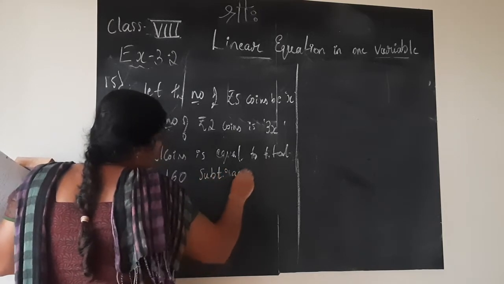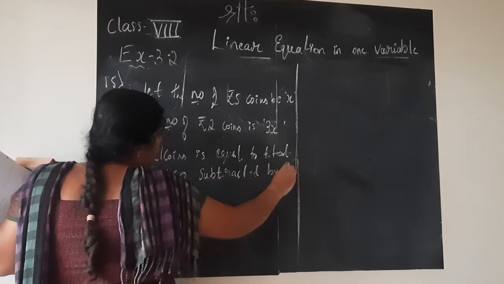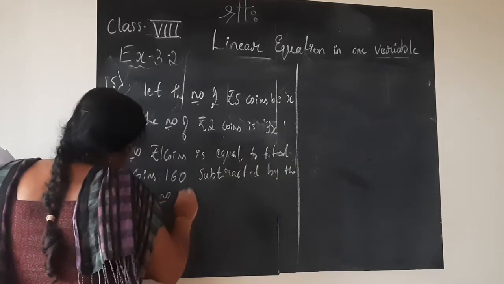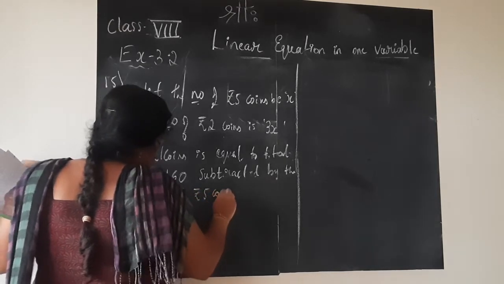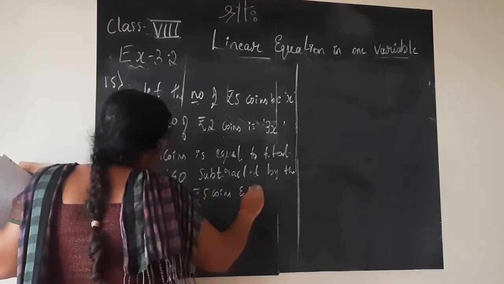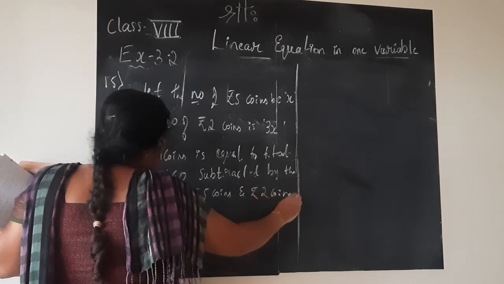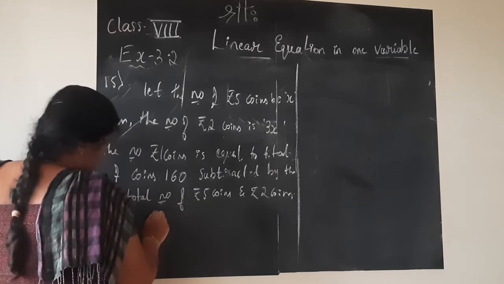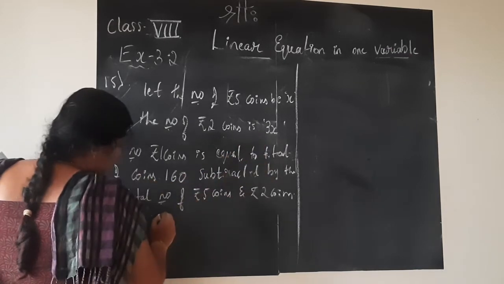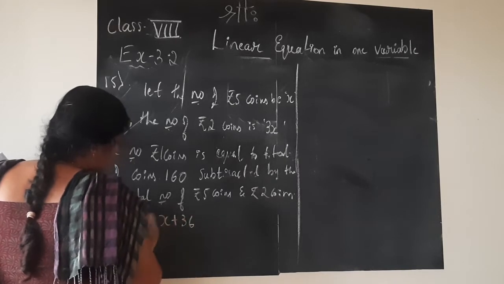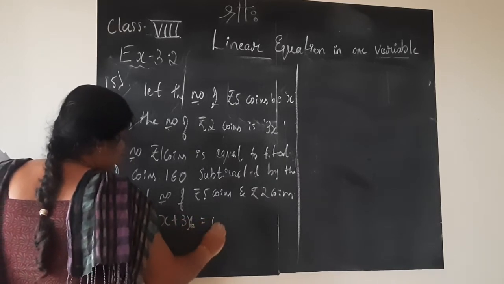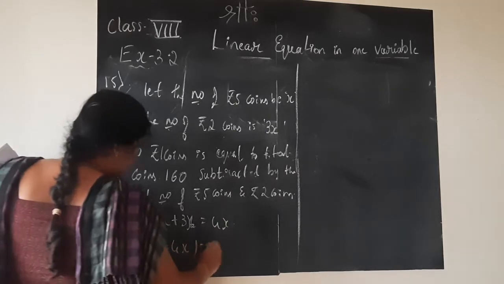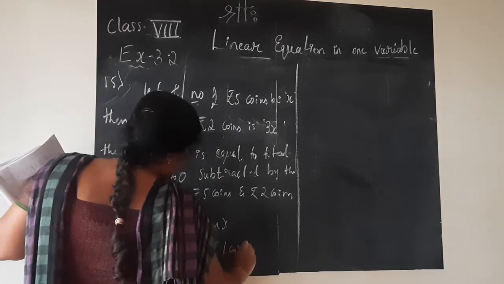subtracted by the total number of rupee 5 coins and rupee 2 coins. Therefore, that is, the number of 1 rupee coins is 160 minus (3x plus x), x plus 3x, which is equal to 4x. 160 minus 4x is equal to the number of rupee 1 coins.